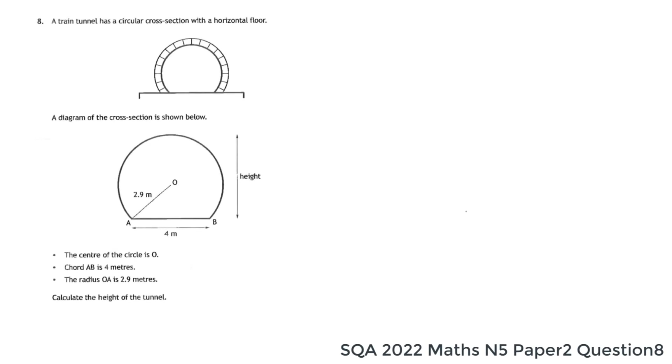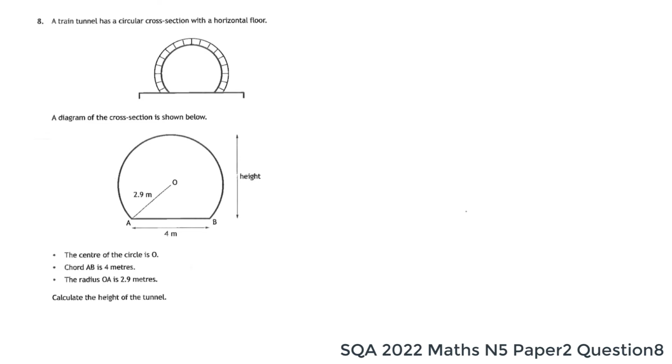So here's question 8. We're shown a circular train tunnel which is sitting on a horizontal floor. And here's a diagram of the cross-section of it with various measurements put in, and we're ultimately asked to calculate the height of the tunnel. That's from the floor up to the tip of the ceiling of that tunnel.